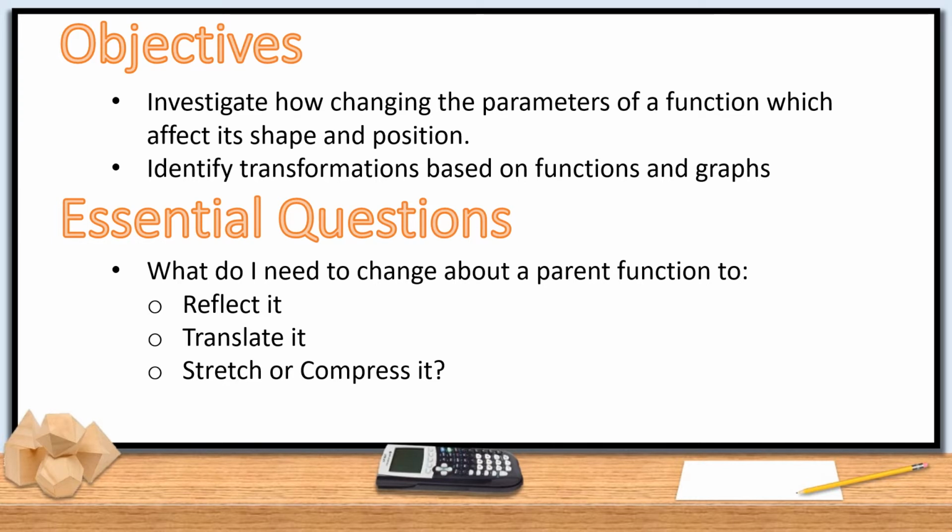So we're going to look at how do we change the parameters, so the variables in a function that will change basically its transformation, its position and its shape. And then we're going to identify some transformations from graphs. What do you need? Well, you're going to need to be able to answer, like, how do I reflect a function? How do I translate it? How do I do a stretch or compression? So what do I have to change in order to be able to do that?